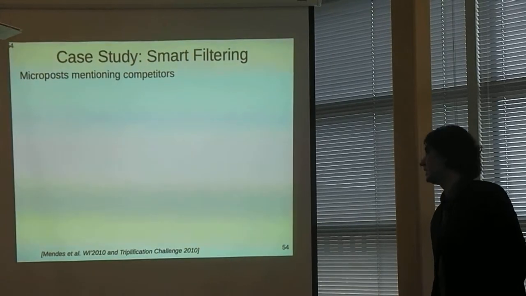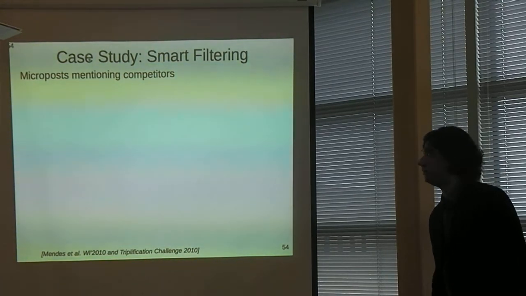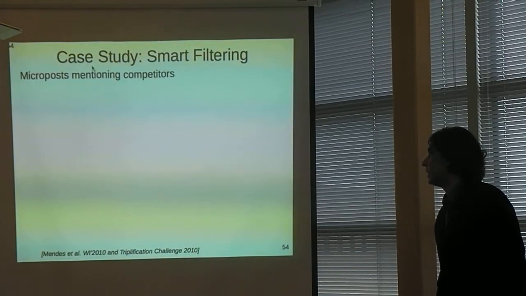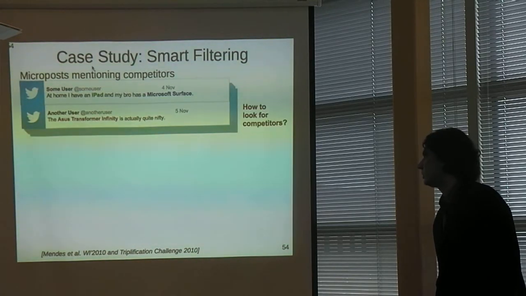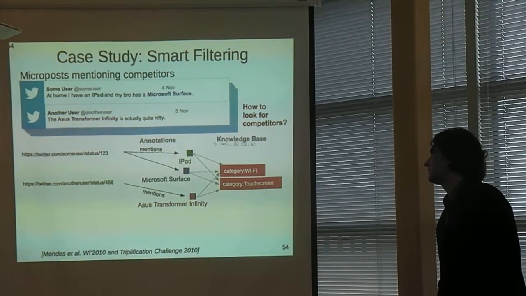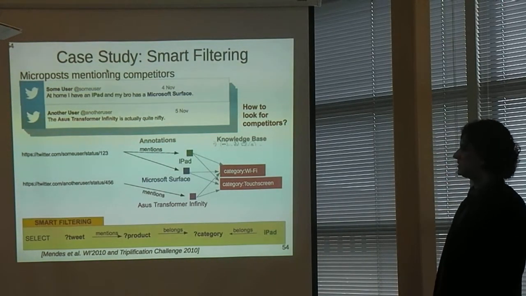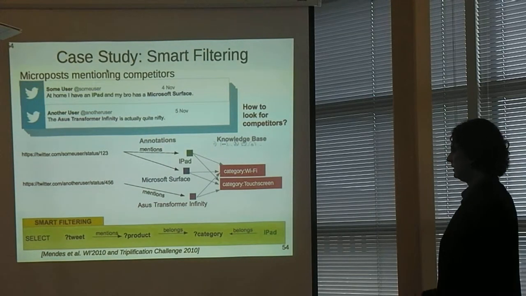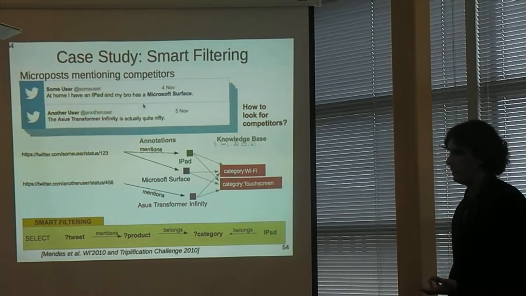So that's that. Another case study that I wanted to mention is smart filtering. Here we're thinking of the scenario of a brand manager who is looking at tweets that mention their product, let's say an iPad, and I want to see what people are saying about my competitors. So how do I model competitors? I can look at the knowledge base at products that are in the same category, and I can feed the system with a query that says only annotate things that match this definition of competitor, and I do the annotation that will then help them to manage information overload that they get from analyzing Twitter.